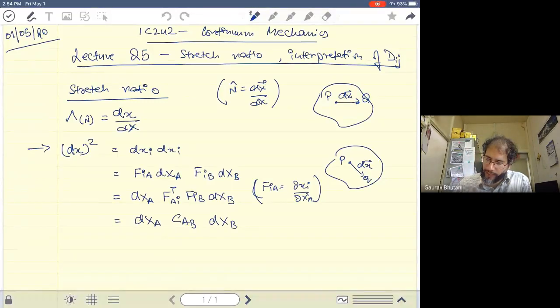So what I do is I'll divide both sides by dX squared, that's the length in the undeformed configuration.